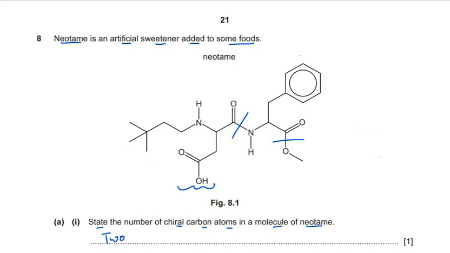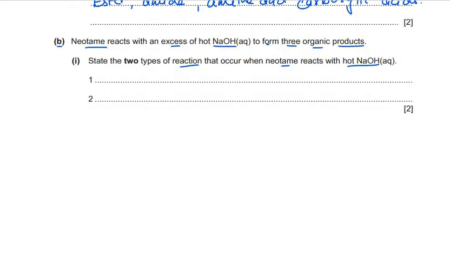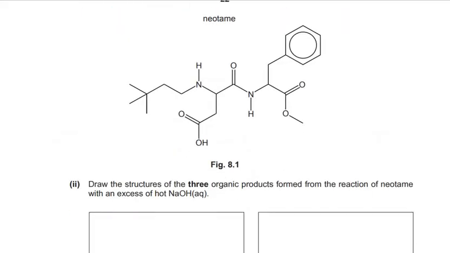So then here we can say that the 2 reactions occurring will be hydrolysis of the ester and the amide group, and an acid-base reaction where it's going to react with the carboxylic acid to form the sodium salt. Okay, here is the structure of Neotame given again, and draw the structure of the three organic products formed from the reaction of Neotame with an excess of hot NaOH.